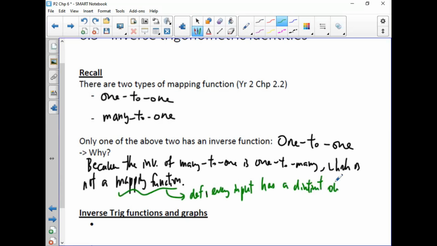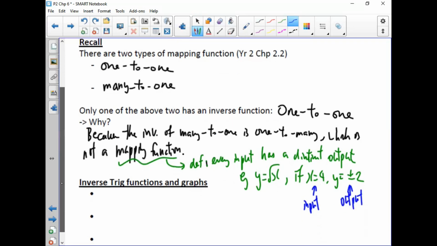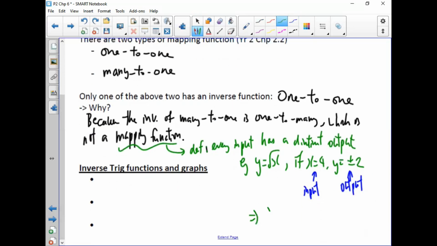For example, if we have y equals root x, this is not a mapping function, because if x equals 4, then y equals plus and minus 2. x equals 4 is an input, and y equals plus and minus 2 is an output. So the conclusion is that f of x equals root x is not a mapping function. If you want to know more, it's chapter 2.2.